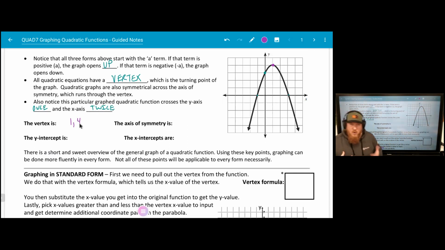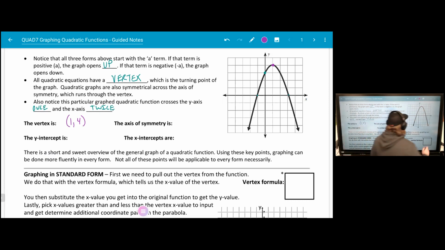Notice how I put that coordinate point, 1, 4, with parentheses around it, indicating a coordinate point. The axis of symmetry, if I said, sketch me an axis of symmetry, you would tell me it would look like this, because if I flipped the parabola over, that axis of symmetry would look the same. That's why it's an axis of symmetry. Now, a vertical line is of the form x equals a number. In this case, it's x equals 1. So that's kind of interesting. X equals 1, and the vertex x coordinate is 1.